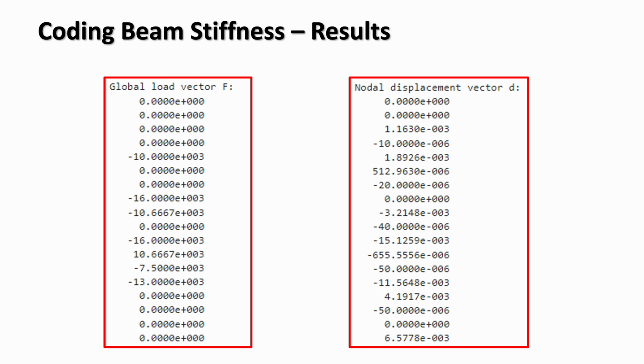On the right is the nodal displacement vector, which is the solution of the stiffness equation. Each entry represents a displacement or rotation at a particular degree of freedom. The values are small, which is expected, but together they define the full deformation of the beam. These displacements are what drive the calculation of the reactions and internal forces.